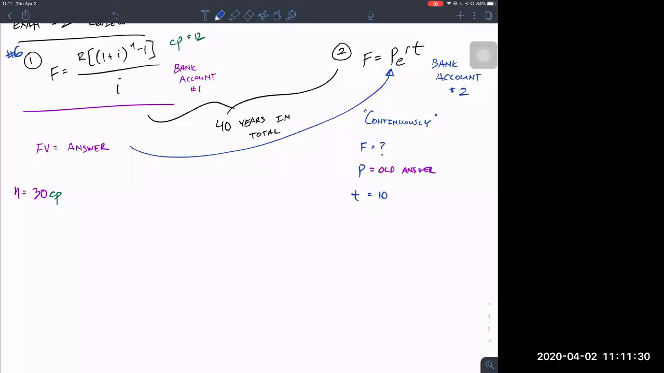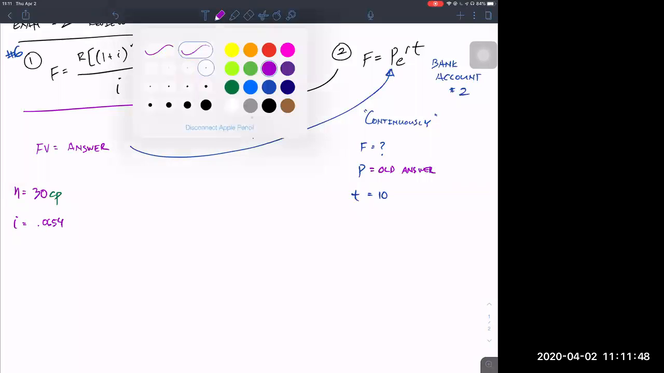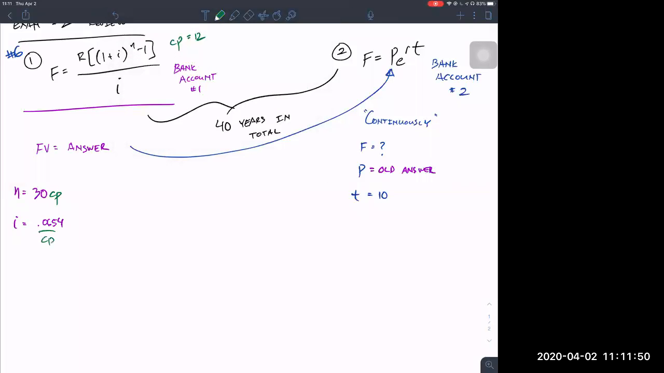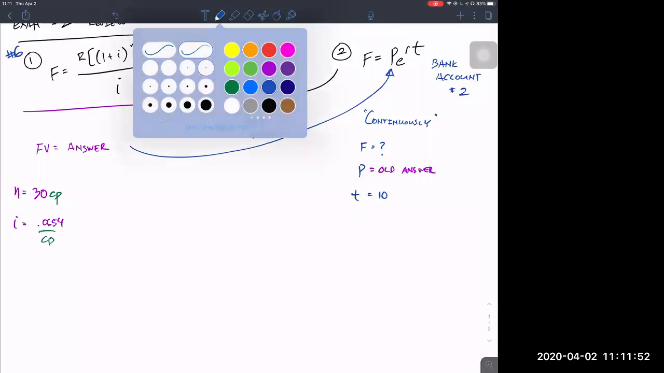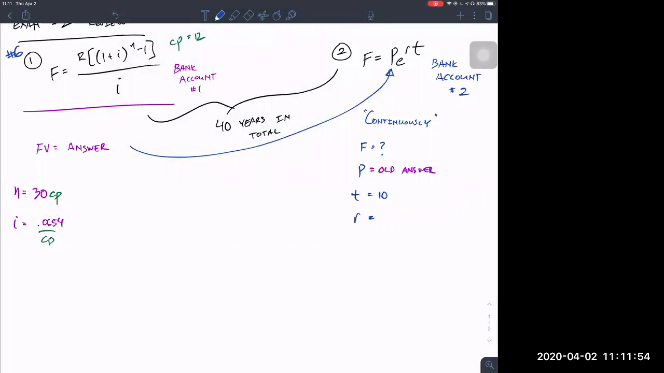Well, what about the two different compounded percentages? Like, where do you put the 3.27 in the F equals PERT? This one here pertains to the 0.0654 over the compound period. And once you're done there, you have what you said, and then you use 0.0327 here, right?